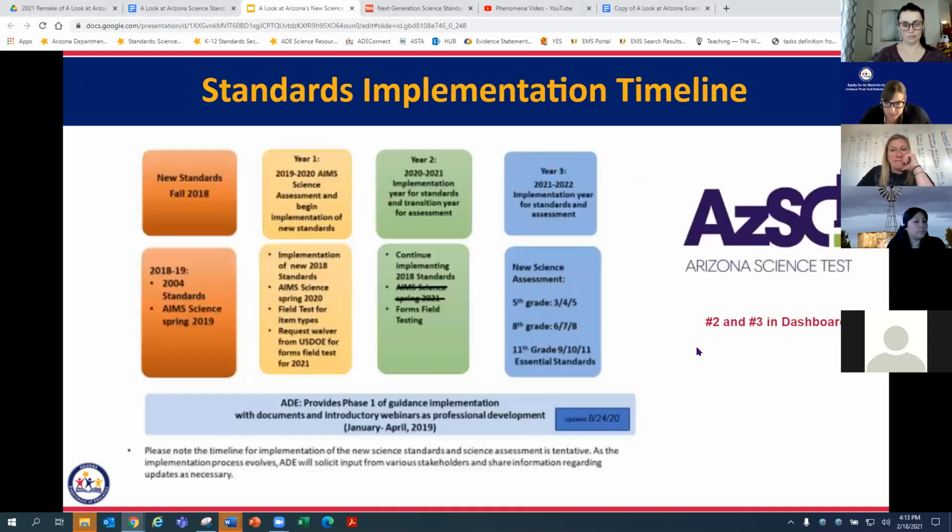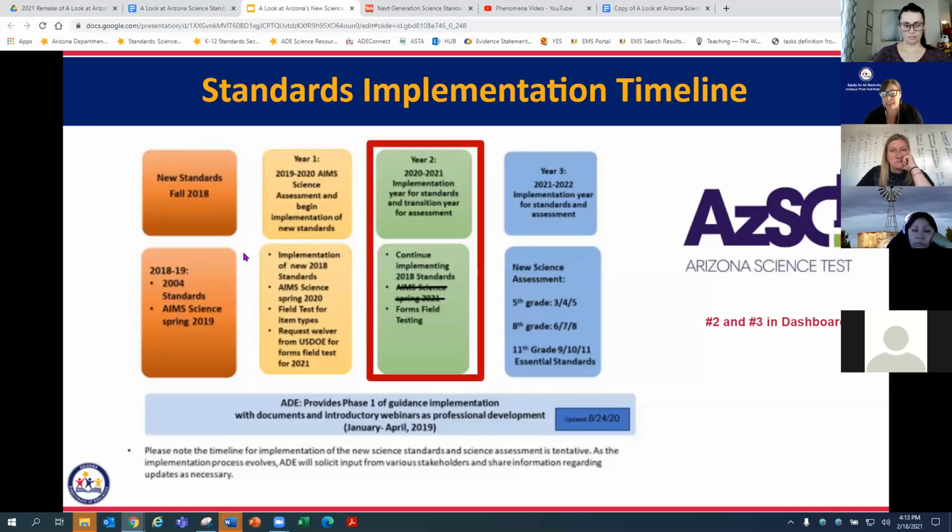So the first thing, which I did link some things in the dashboard. Number two will be this document. This is our implementation timeline. Number three gives you resources about the new science assessment called AZSci. So let me just break this down for a moment. Our standards were adopted over here in 2018. We are actually in year two of implementation. And what that means is districts across the state are in various places. So you just kind of have to think about where you are in your district or your charter or wherever you are.